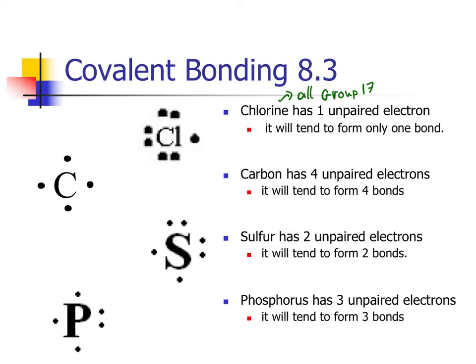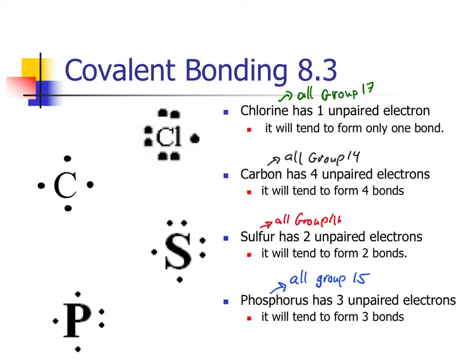And when we look at, say, carbon, that would be 4, and all group 14. Sulfur also likes to bond 2 times because it has those 2 unpaired electrons, but also all group 16. And phosphorus has 3 unpaired electrons and will like to bond a total of 3 times, and like all group 15 elements will like to bond that many times.